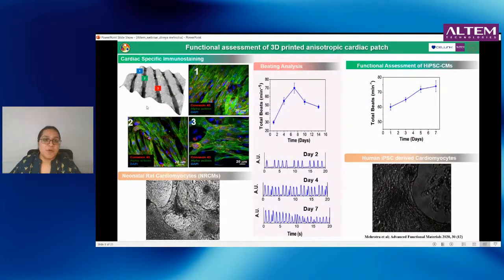And we also performed immunostaining, where we could see that these cardiomyocytes had good sarcomeric structures, and they were well connected using their connexin 43 gap junction proteins, and they had a beating rate of about 70 beats per minute by day 8. Similarly, for the proof of concept, we seeded them with human iPSC derived cardiomyocytes, and by day 7, we could have a beating rate which was very close to the human tissue, that was 75 beats per minute.